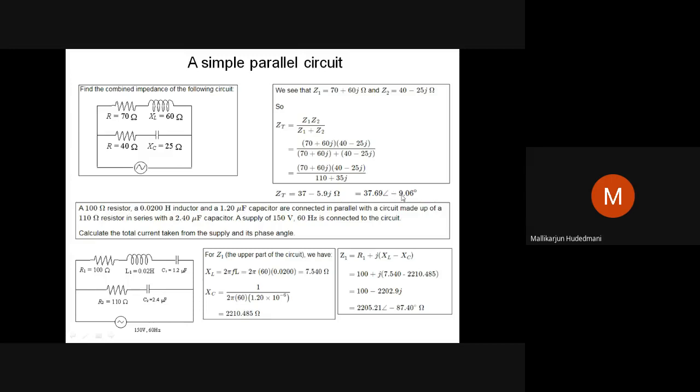By chance, if I had a plus j here, or the angle was plus 9.06 with magnitude 37.69, what would it mean? The circuit would be capacitively dominated. So this is understood when you calculate the current. The current is the one which determines that. If the current is leading or lagging, how do we say? Current in an inductive circuit always lags.